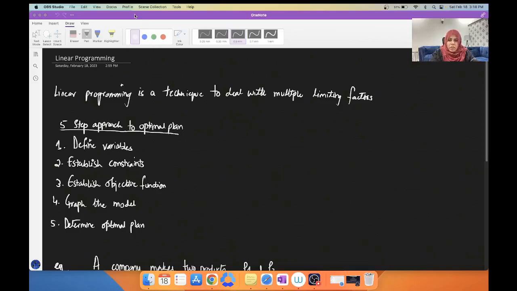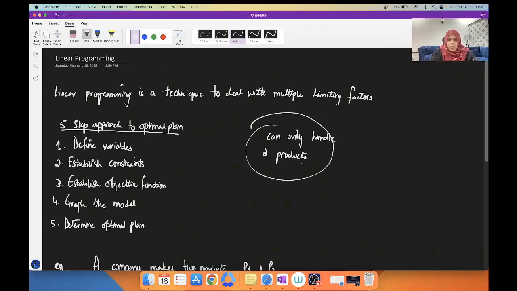Previously, we have seen throughput accounting, which did not deal with multiple limiting factors, which only dealt with one limiting factor. But now we are going to look at linear programming, which will deal with multiple limiting factors. Now, the maximum number of products that linear programming can handle is only two.